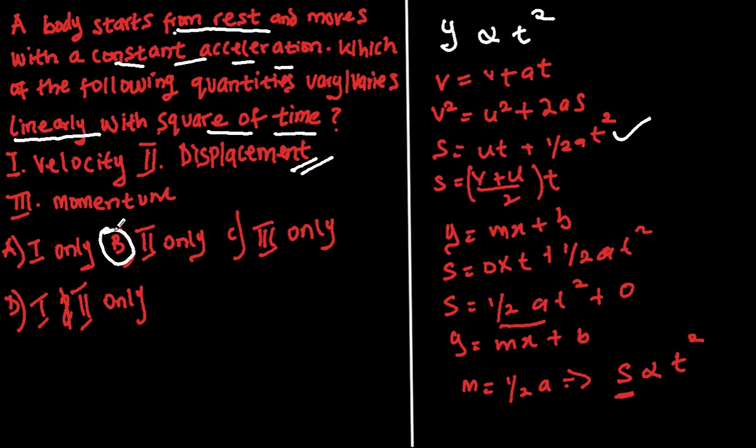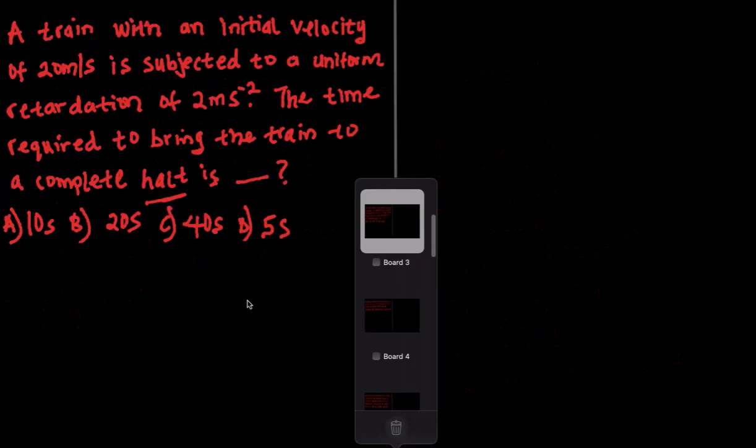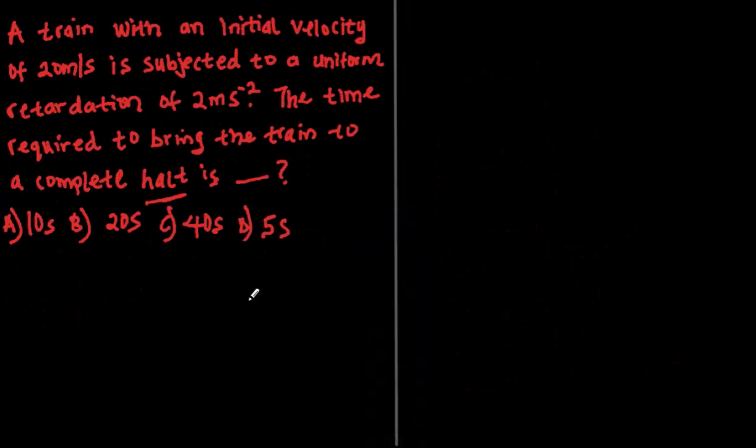All right, this is another question for you. You can pause the video and try to solve it before we solve it. A train with an initial velocity of 20 meters per second, so u is 20 meters per second, is subjected to uniform retardation.